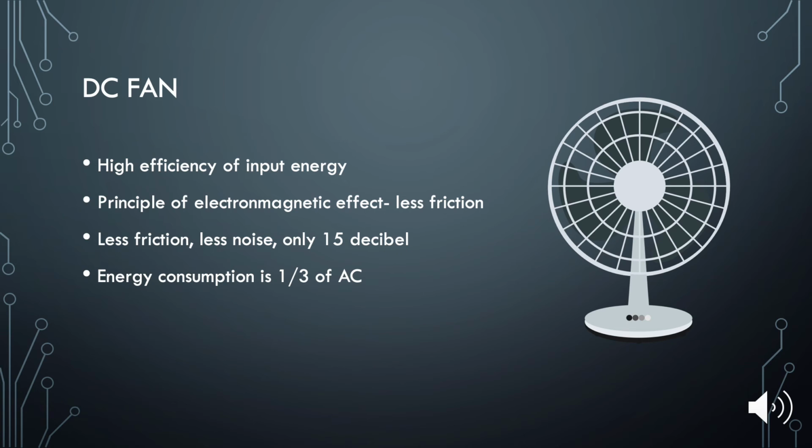On the other hand, the DC motor brings green living to us. Due to the high efficiency of input, 75 to 85% of input energy is received. Less energy loss means good for environmental protection. And the minimum noise of DC is only 50 decibels because of the principle of the electromagnetic effect. That makes less friction. Also, the energy consumption is only 1/3 of AC. Although there is almost no disadvantage of a DC fan, the price is more expensive than an AC fan.